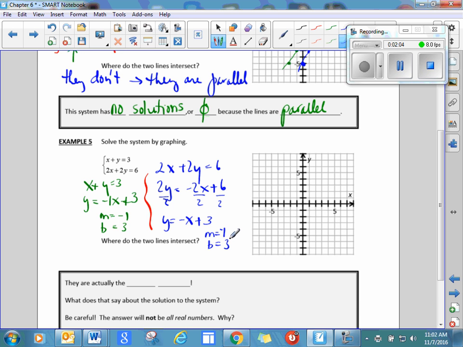This is one line just smack dab on top of another line. So these guys intersect everywhere on the line because they're the same line. Every point that's on one line is also on the other line. So everywhere on the line is the answer to the intersection of those two lines.